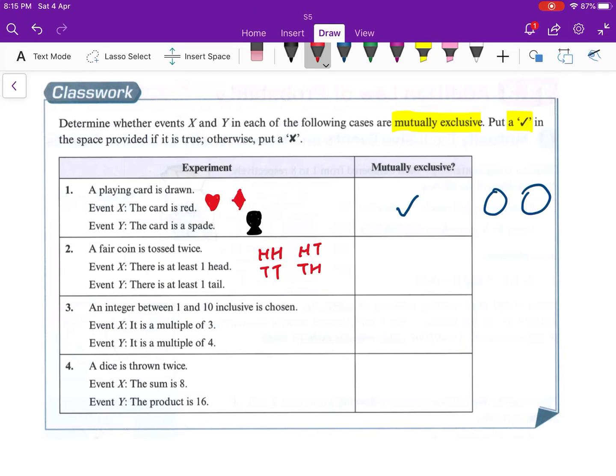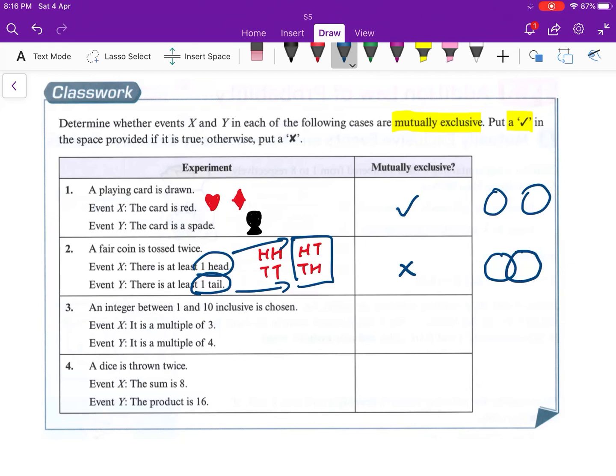So now event Y is at least one tail. These two can happen at the same time, okay? Because one head, one tail. Yes, it's possible, okay? X and Y events can happen at the same time. If they can happen at the same time, that means they have some relationship. So this is not mutually exclusive, okay?